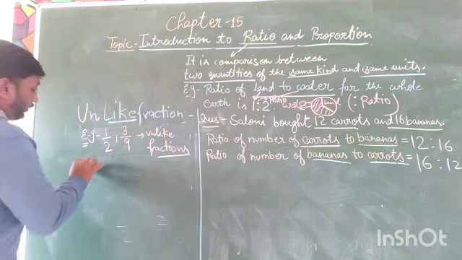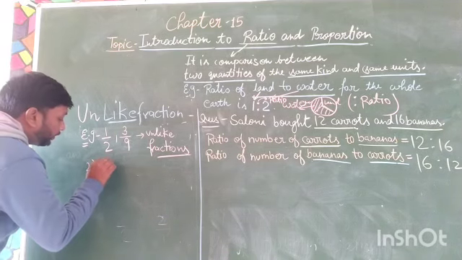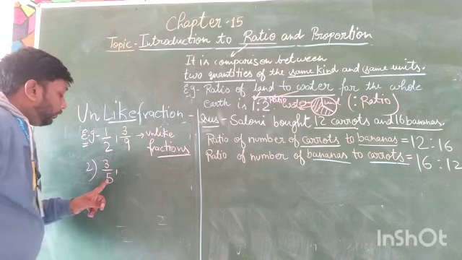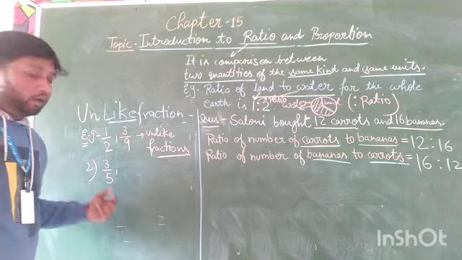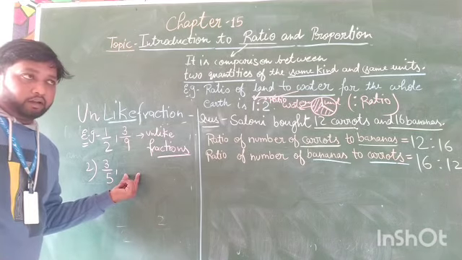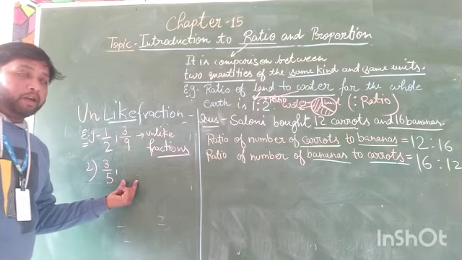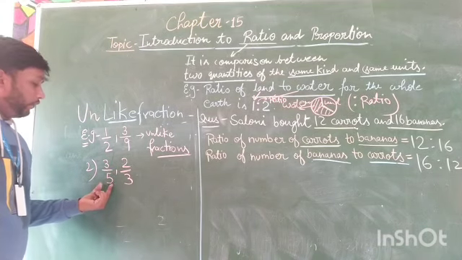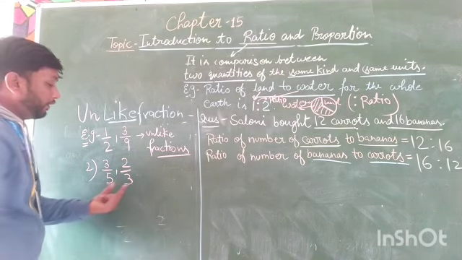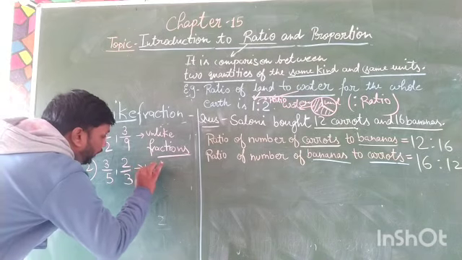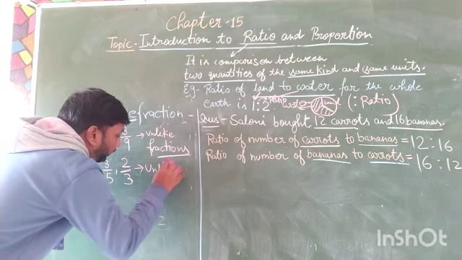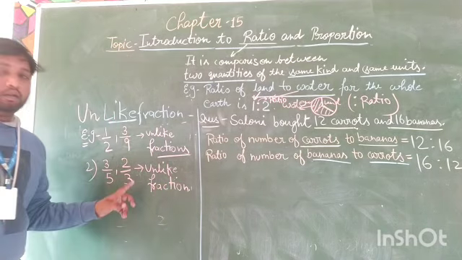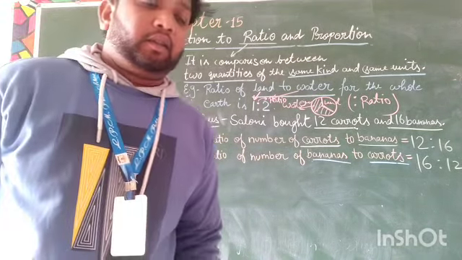Next, example 2. If we write 3 upon 5, then the second fraction's denominator must not be equal to 5. We can write 2 upon 3. The denominator of the first fraction is 5 and the denominator of the second fraction is 3. So we call it an unlike fraction.